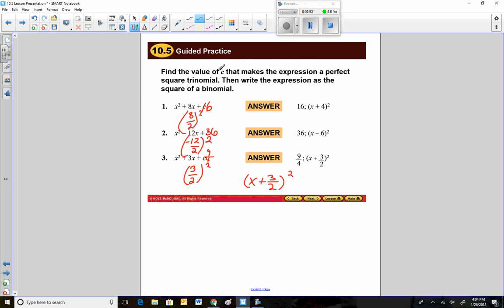All right, so find the value of c, which we did, that makes the expression a perfect square trinomial. Then write the expression as the square of a binomial. This is writing it as a square of a binomial.